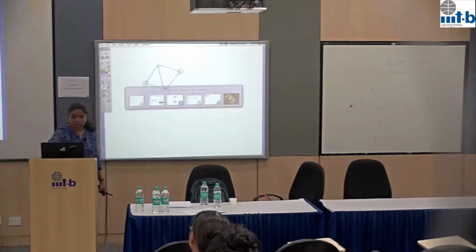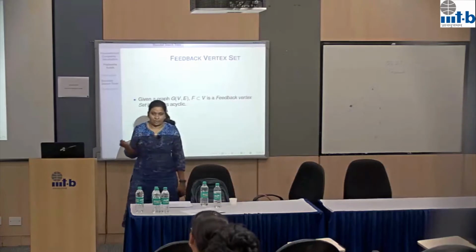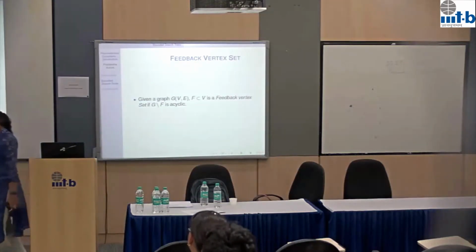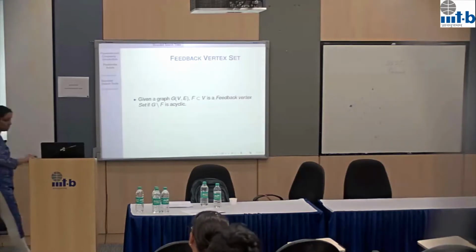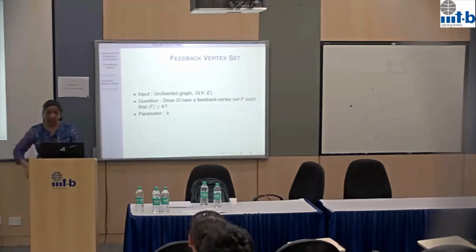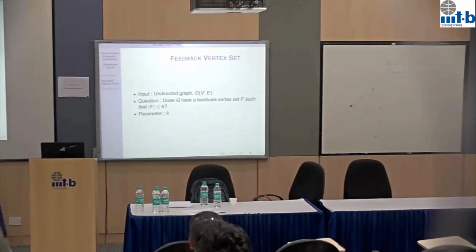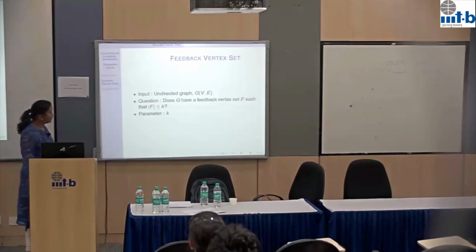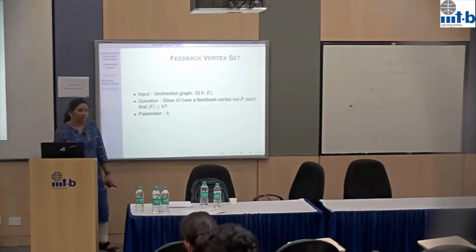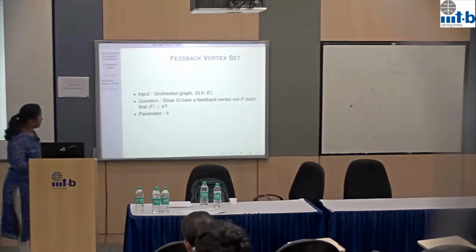So in a feedback vertex set, for every cycle, you have to choose at least one vertex from it, such that when you remove those vertices, what remains is an acyclic graph. So this is feedback vertex set, and the problem is this: given an undirected graph, need not be a simple graph, does G have a feedback vertex set of k vertices? The parameter is again k.